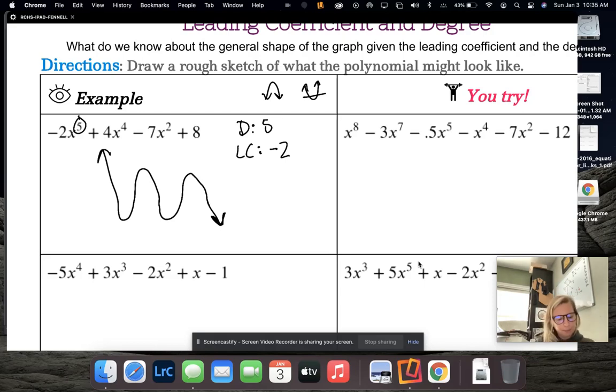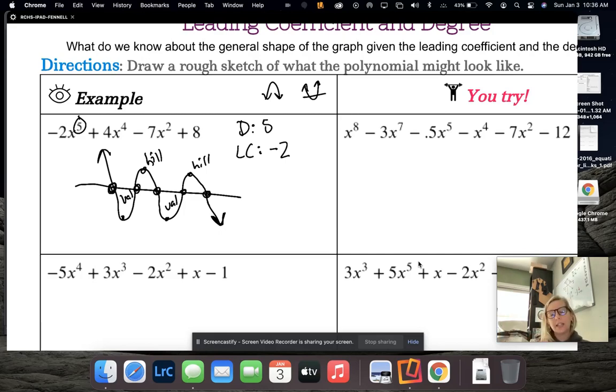So hill, hill, valley, valley. So we have 2 hills, 2 valleys for a total of 4 changes of direction here. A degree 5 polynomial will always have 4 possible changes of direction, because if we were to draw our x-axis there, how many times could this thing cross? 1, 2, 3, 4, 5. And that's what that tells us.